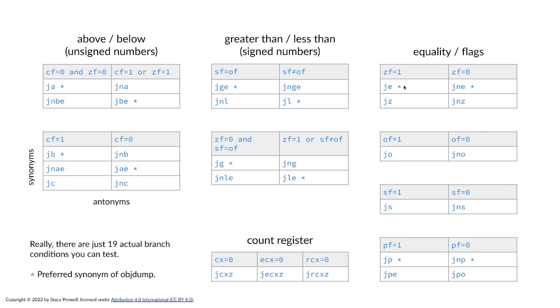Equality, jump if equal, is the same as jump zero. They just check the zero flag, right? Because we're subtracting. And when things are equal and we subtract them, we get 0. Same for not equal and not 0.